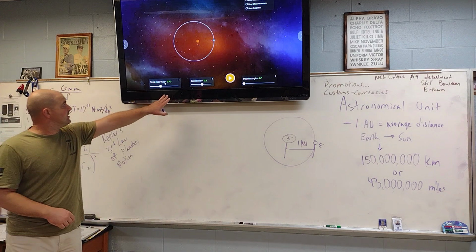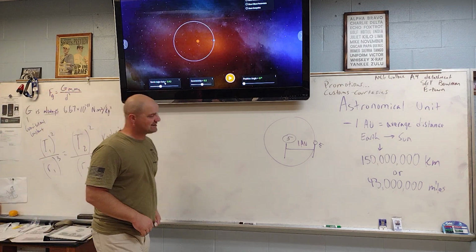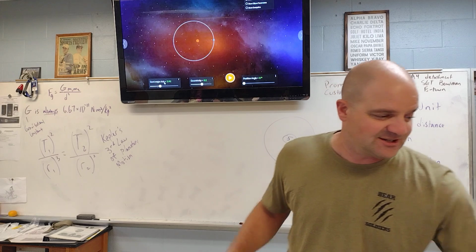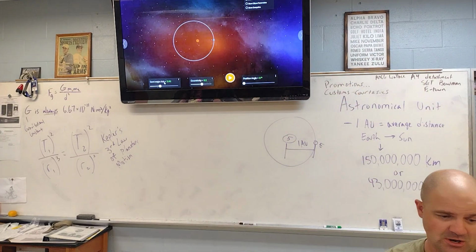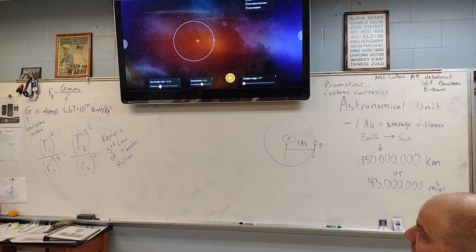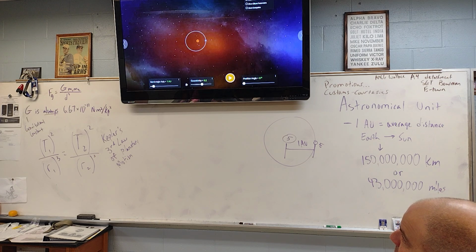So on our sim here, when it says the semi-major axis is 2 AU, if we wanted this sim to be about the Earth and the sun, we would need to adjust this to what? If we wanted it to show the Earth to sun distance, we would adjust this to what? 1 AU, right? Okay.